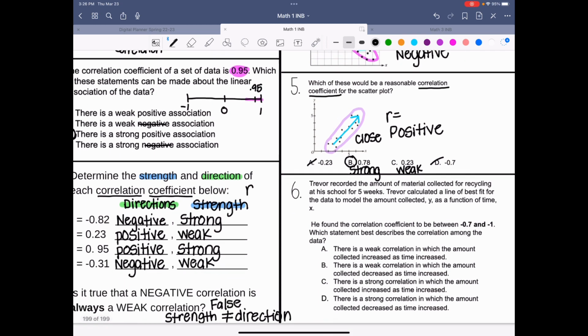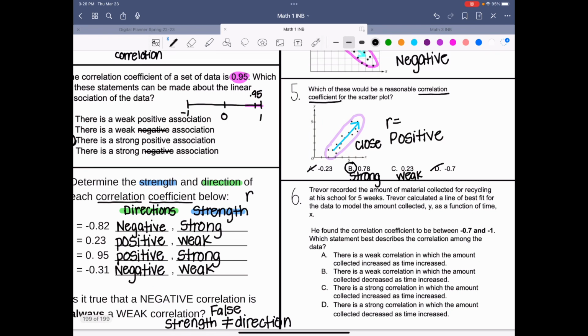All right, and our last one here. It says Trevor recorded the amount of material collected for recycling at his school for 5 weeks. Trevor calculated a line of best fit for the data to model the amount collected Y as a function of time. So what to know about is right here. It says he found that the correlation coefficient is between negative 0.7 and negative 1.